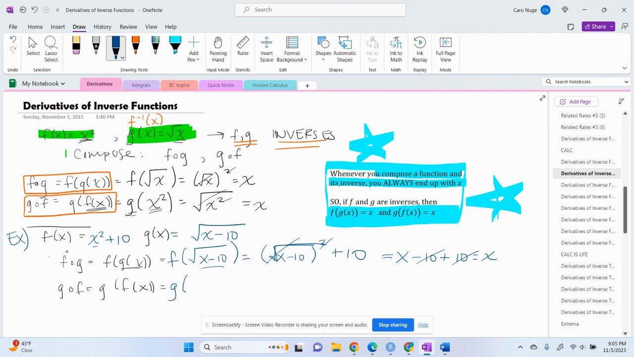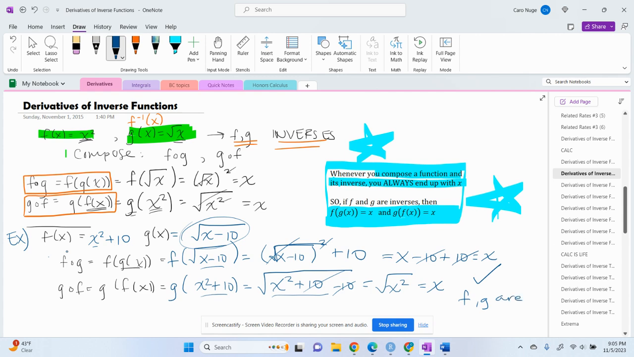So let's try the other way. So g of f of x, g of x squared plus 10. I'm going to plug x squared plus 10 into g. So instead of the square root of x minus 10, I'm going to have the square root of x squared plus 10 minus 10. So those immediately cancel. The square root of x squared is x. Check. That means f and g are inverses of one another.